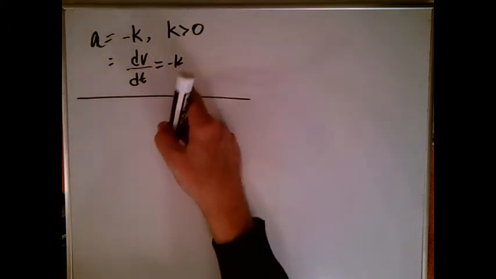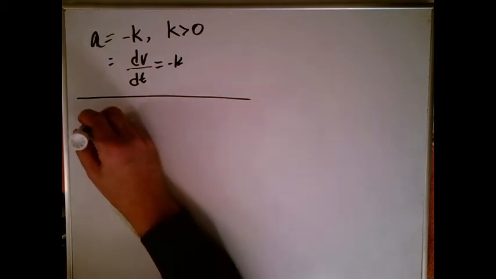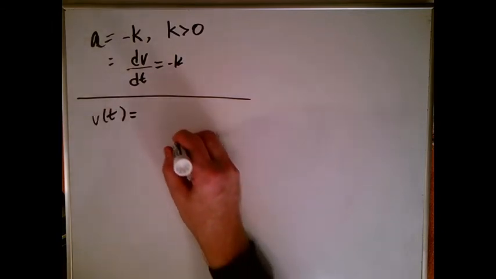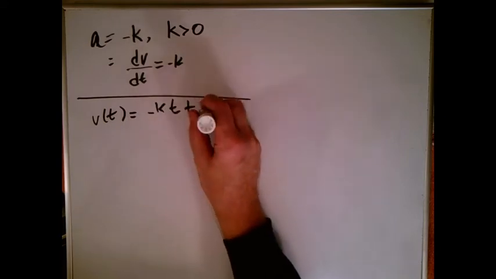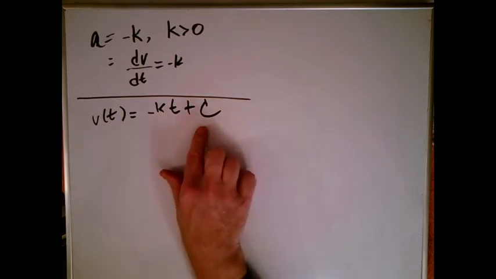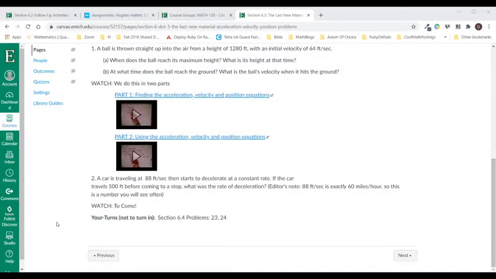And then from here, I'll take the antiderivative of both sides. Antiderivative of dv/dt is just v of t. Antiderivative of minus k is going to be minus kt plus c. Now in order to find k, well, we can't find k. k is a deceleration. We might be able to figure out something about c. So I'm going to go back over to the problem and see what it says. It says it was traveling at 88 feet per second and started to brake.